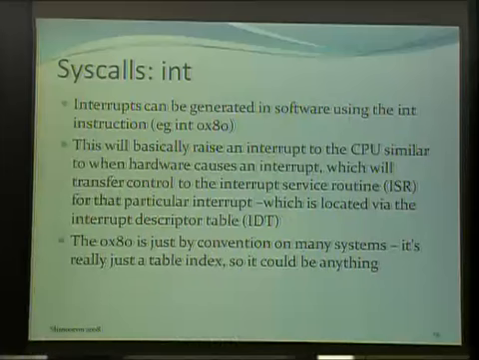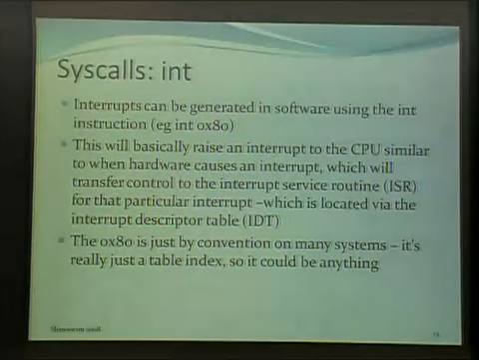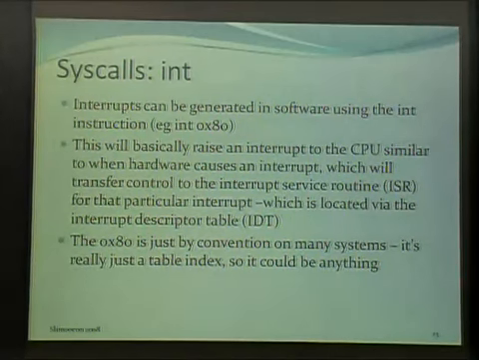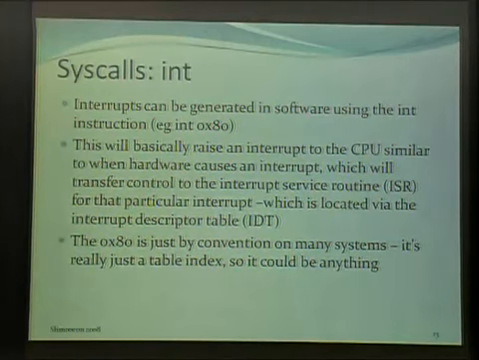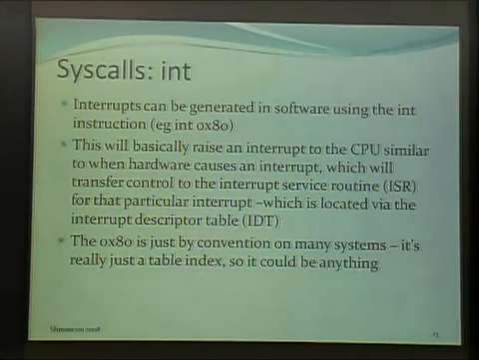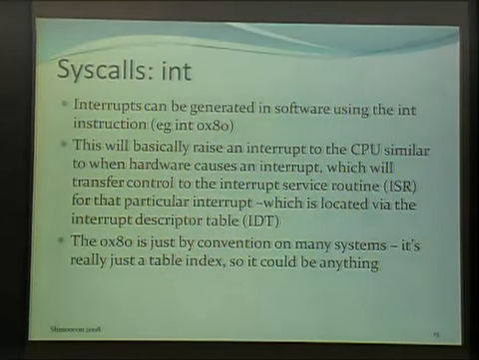All right, and the final method, the third method, is with a software interrupt. So just like your keyboard and your mouse and all your other hardware that generate interrupts all the time, we can generate an interrupt in software with an instruction called int, e.g. int 80. That's what a lot of the Unix-based OSs use. So this will basically raise an interrupt to the CPU similar to a hardware interrupt, and that will be used as an index into a table called the IDT, an interrupt vector, and then that will locate code that will execute and actually handle the syscall. So the int 80 is just used by convention. It's really just an index into this table, so it can be whatever.